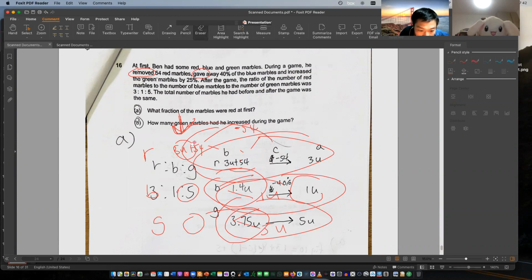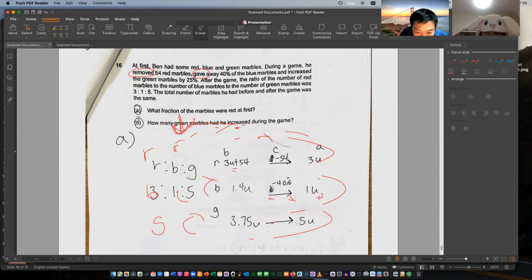You know how to use branch or not? Question 16. I already showed you just now. For this particular question, start from the back. We always start from the beginning, but for this question, start from the back.